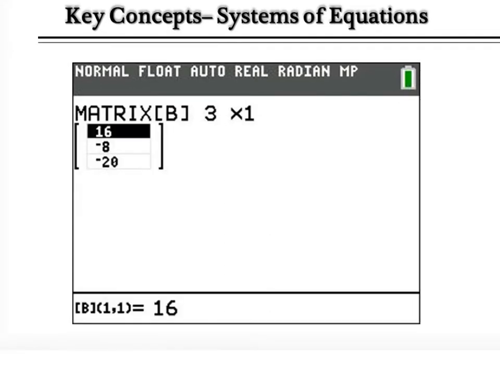I've changed the size of my matrix B to 3 by 1. I've entered my constants, which were 16, negative 8, and negative 20. Now I have to clear my screen, push second quit, the button right next to it, push second matrix.